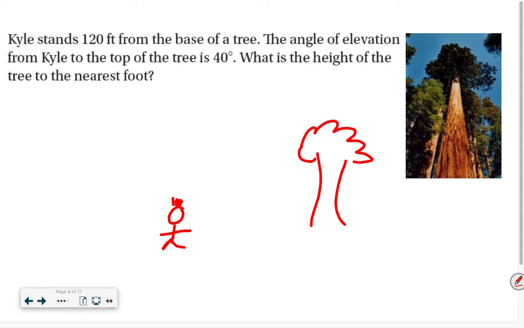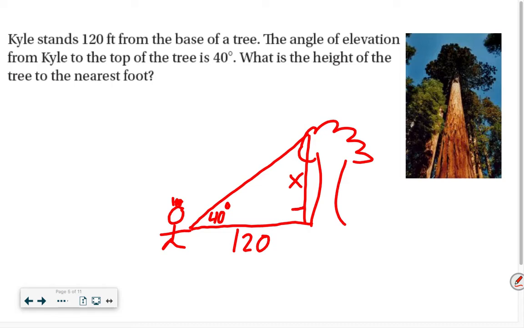Okay, he stands 120 feet. So this is 120. The angle of elevation from Kyle to the top of the tree. So Kyle to the top of my tree. Angle of elevation is 40 degrees. I want to know the height of the tree. So complete our triangle. I want to know what our height is. This is our 90-degree angle.